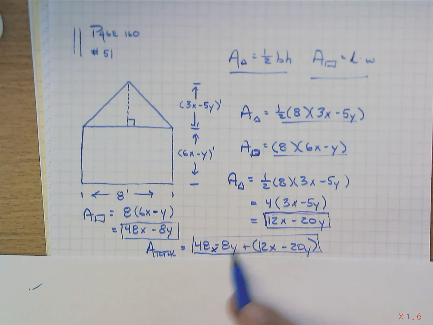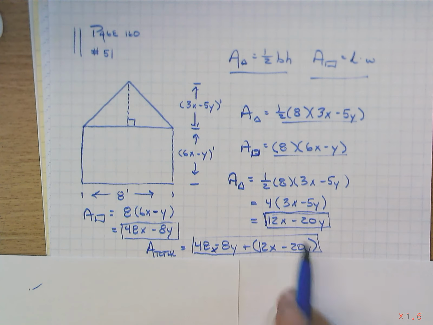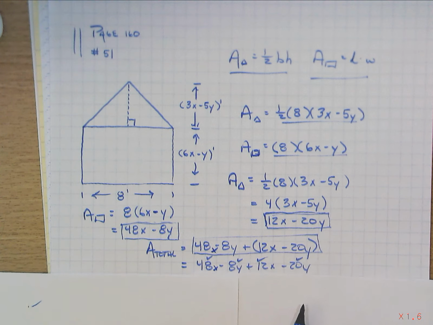48x minus 8y plus this quantity. And we can just remove the parentheses because it is like distributing a 1 here. And we get 48x minus 8y plus 12x minus 20y.